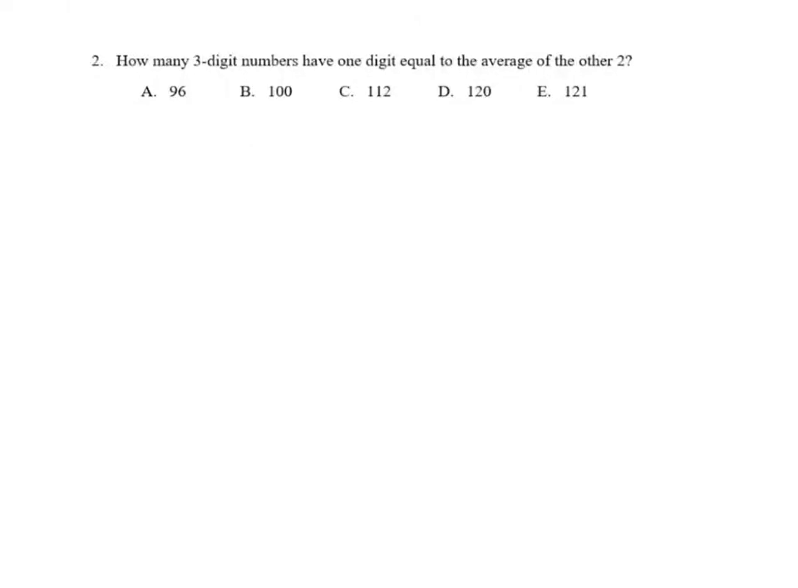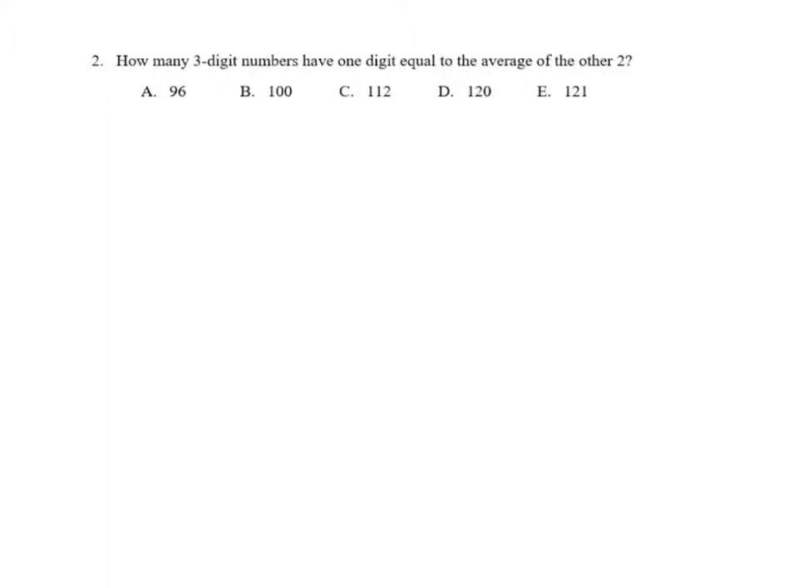This is another counting problem, similar to the last one, but if you look at the answer choices, 96, 100, 112, 120, 121, there's going to be a lot more options here, so listing them out one at a time is probably not going to be the best way to go. We need a way to organize our thoughts, and the way that I organized things is by making a table and organizing all of these numbers by the average digit.